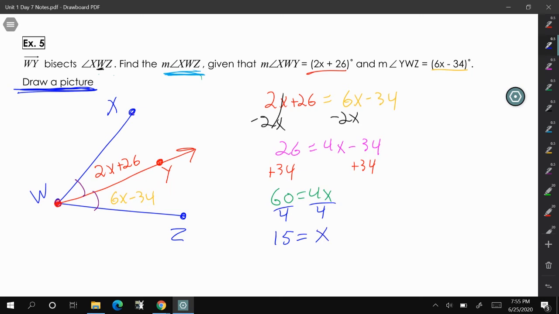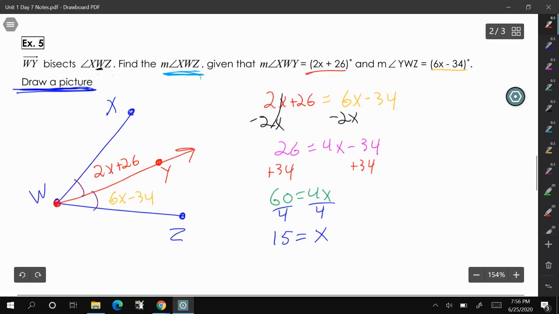So then I'm going to plug this in for my angles. It doesn't matter which one you plug it into. They're both equal. So you could just plug it in for one of the angles and then multiply it by 2. That would work. Or you can plug it into both of them to make sure you get the same answer. You should get the same answer. But if you don't, that means you did some math wrong somewhere. So let's plug x into both angles.